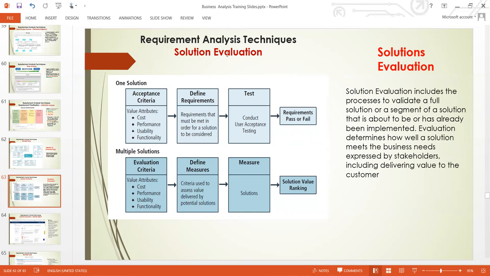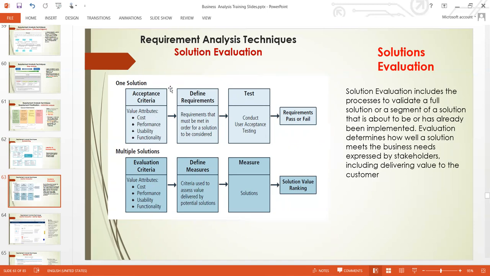Now that we've brainstormed on the solutions, we need to evaluate them. That's called solution evaluation, to make sure that they meet the requirements. That's going to be the criteria for choosing a particular solution. To do that, we are going to use acceptance criteria defined by the stakeholders.